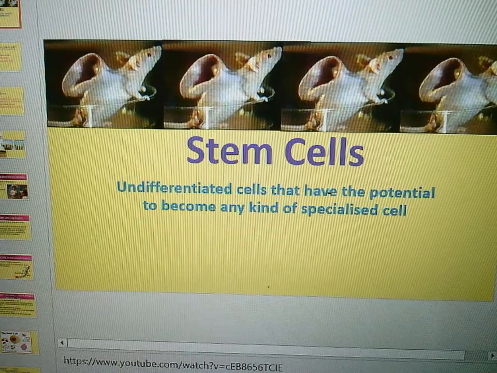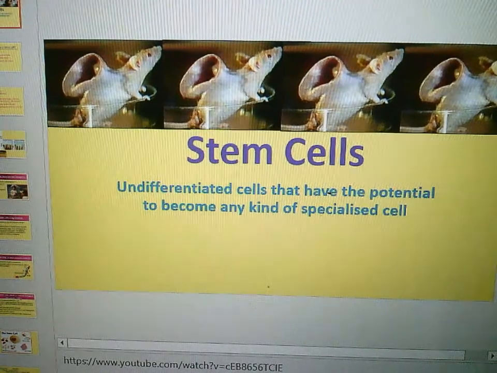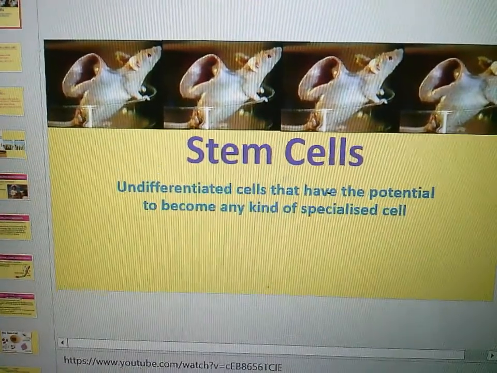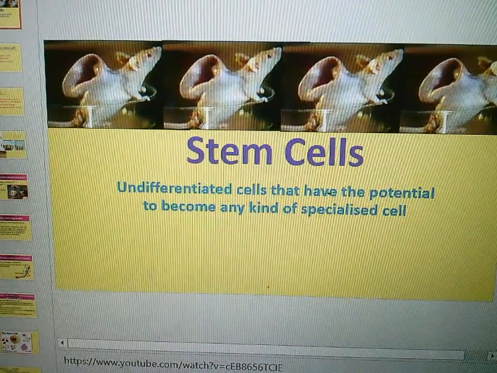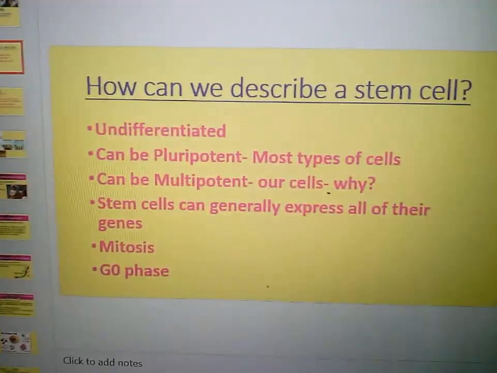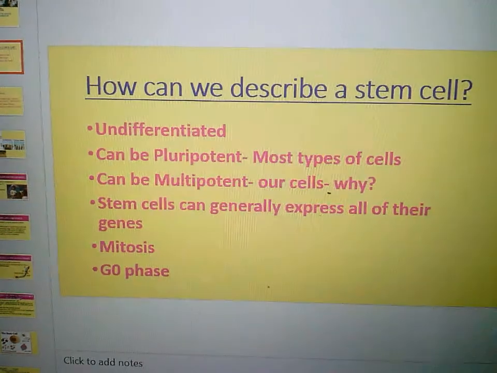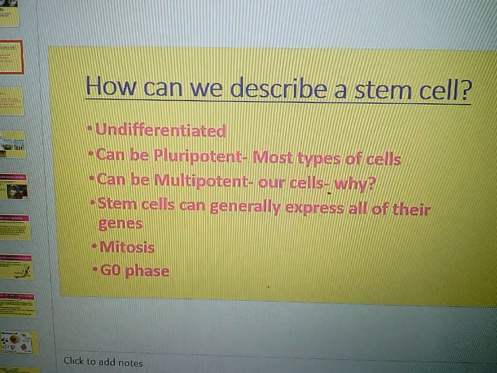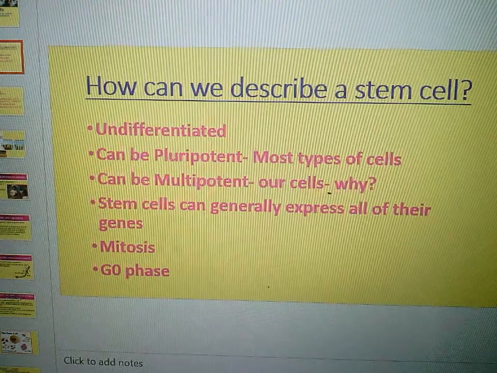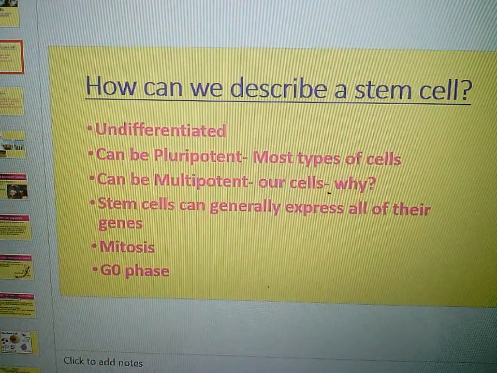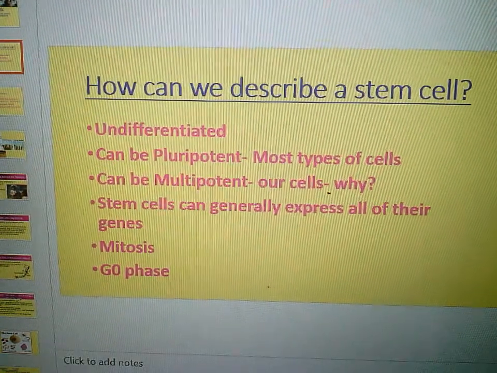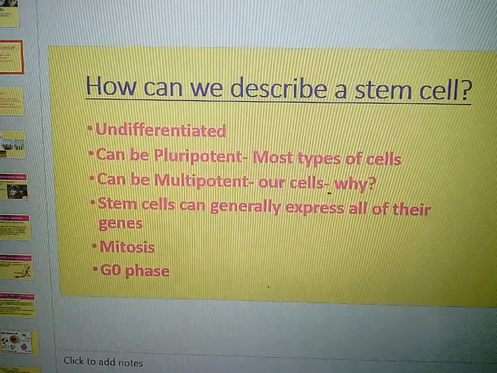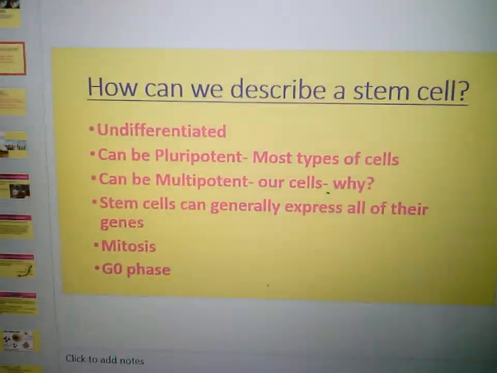Okay, so stem cells, we should know, are undifferentiated cells that have the potential to become any kind of specialised cell. That you should know from GCSE. Things you might not know is the use of the word pluripotent or multipotent. Now, pluripotent, which is also the same as totipotent, if you read it like that somewhere else, means that a stem cell can become basically any kind of cell that it wants to. Multipotent means it can be a few different types of cells.